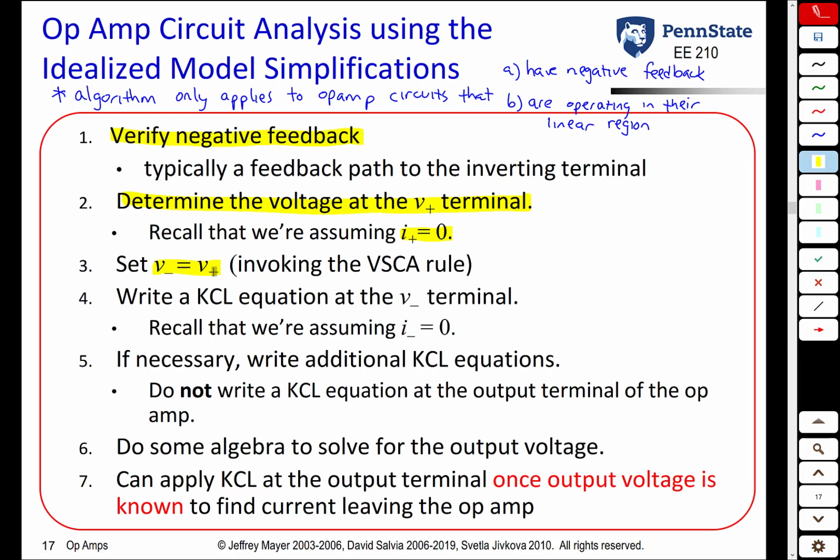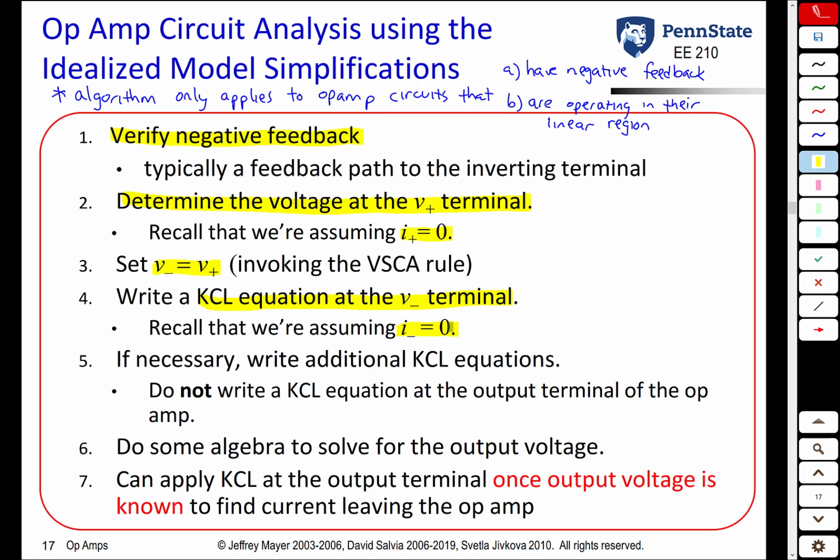The next step is the key step in this algorithm. We write a KCL equation at the inverting terminal. Just like when we solved for the voltage at the non-inverting terminal, when we solve for the voltage at the inverting terminal, remember that the current into that terminal itself is going to be 0. Once you do step 4, the rest of the steps are pretty simple.